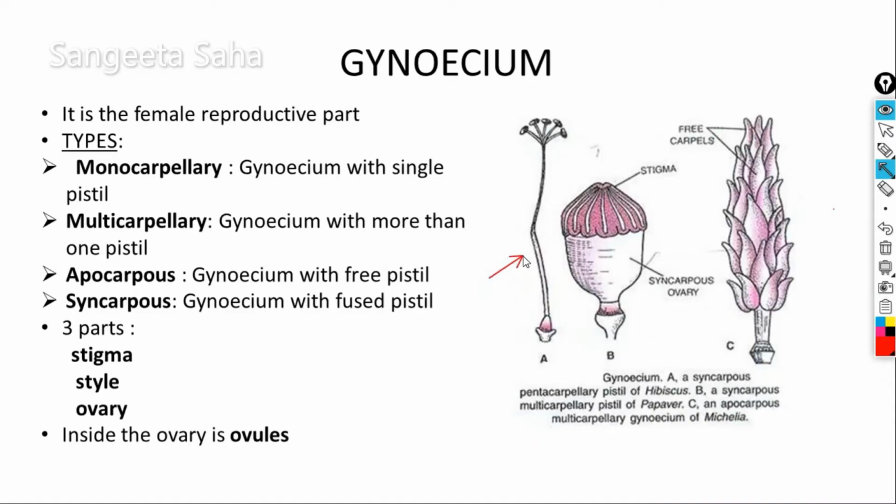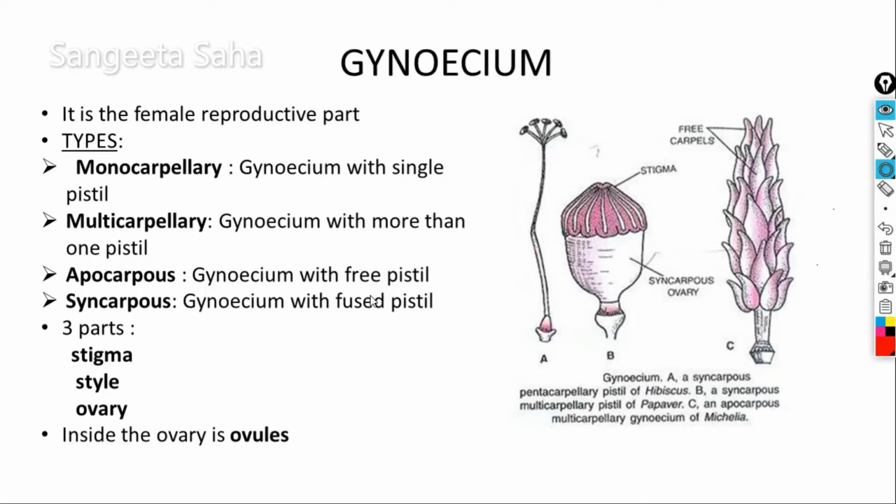Now this is the female reproductive part, where you are going to see this structure: this is the stigma, this is the style, and this one is the ovary. Now the stigma is the pollen receiving site through which the pollen enters, and it passes through the style and reaches the ovary. Inside this ovary, there are ovules. We are going to learn about its structure a little bit later.